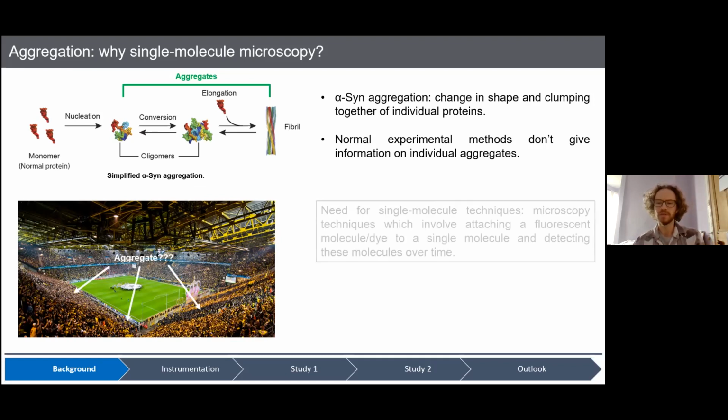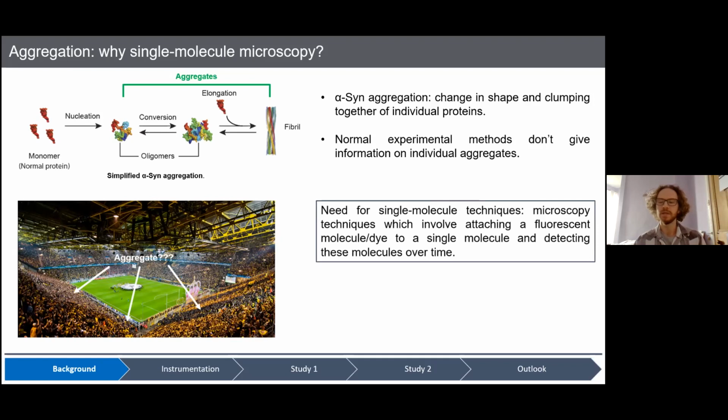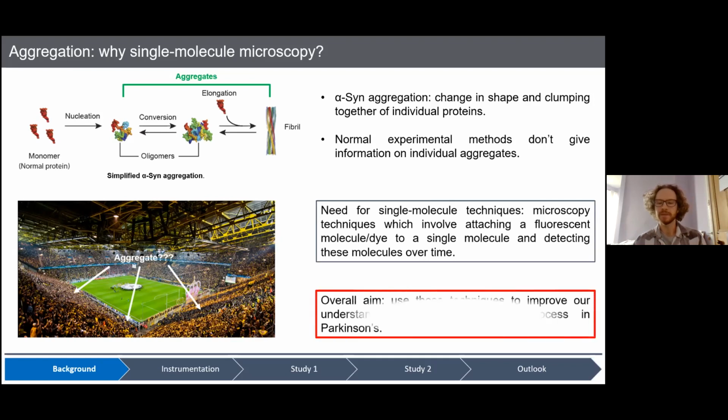So we need to use what are called single molecule techniques to enable us to identify individual aggregate species. And these are a set of microscopy techniques that use fluorescent molecules or dyes to detect and analyze these individual molecules. The key message here is that in this project, we use these techniques to improve our understanding of how alpha-synuclein aggregates might be involved in causing Parkinson's.